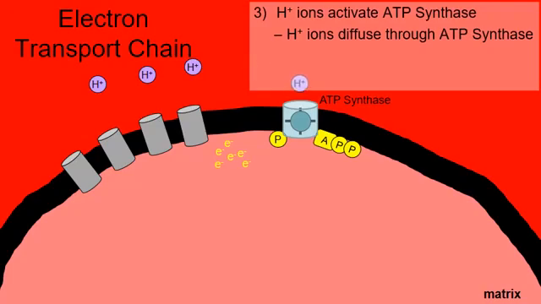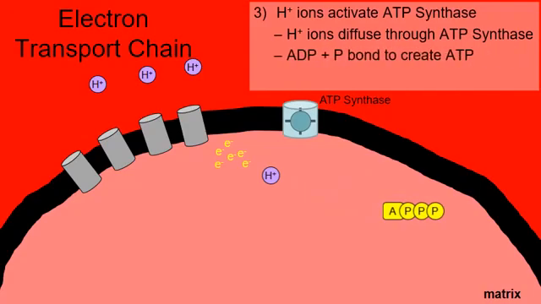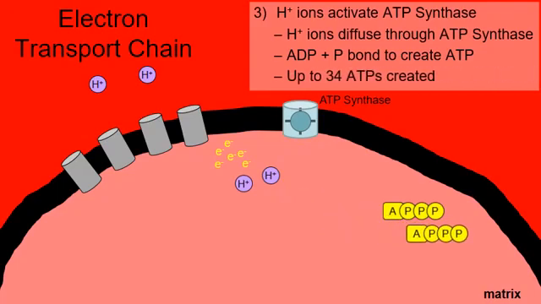So what the hydrogen does is it loads itself into ATP synthase, simple diffusion from a high concentration to a low, and as the hydrogen diffuses through, the mechanical forces bring together the ADP and the P to create ATP. And this happens repeatedly over and over and over. So here's another ADP and another phosphate. Here's another hydrogen. And as the hydrogen diffuses through, ATP is created. And this happens repeatedly, up to 34 times.